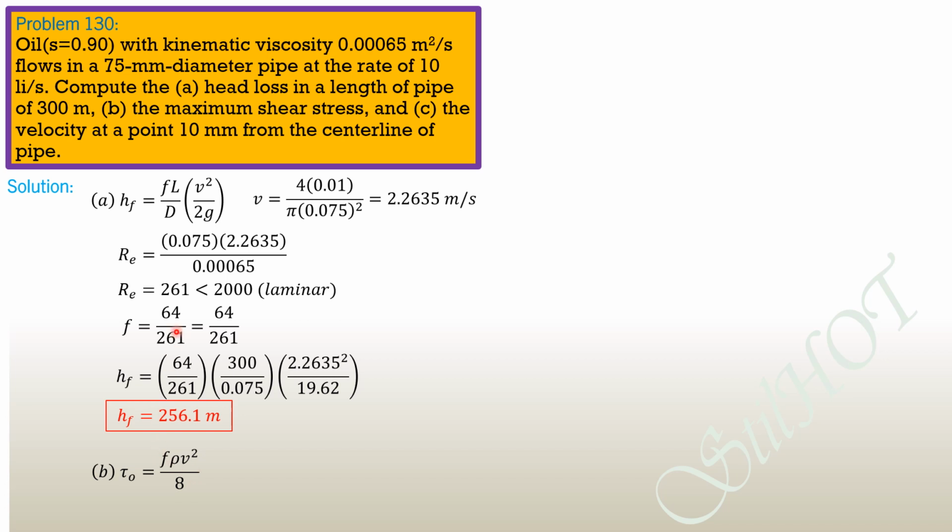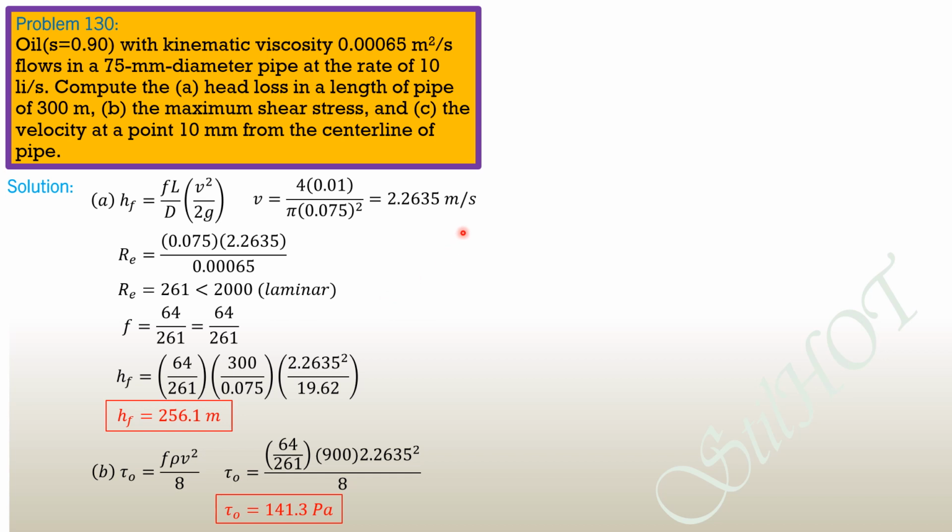So friction factor is 64 over 261, density is 900 kilogram per cubic meter, 0.9 times 1000, the density of water. So specific gravity of oil times 1000 is 900 kilograms per cubic meter. Velocity already computed. So tau sub O is friction factor 64 over 261, density 900 times velocity squared 2.2635 squared over 8. So the maximum shear stress is 141.3 pascals.